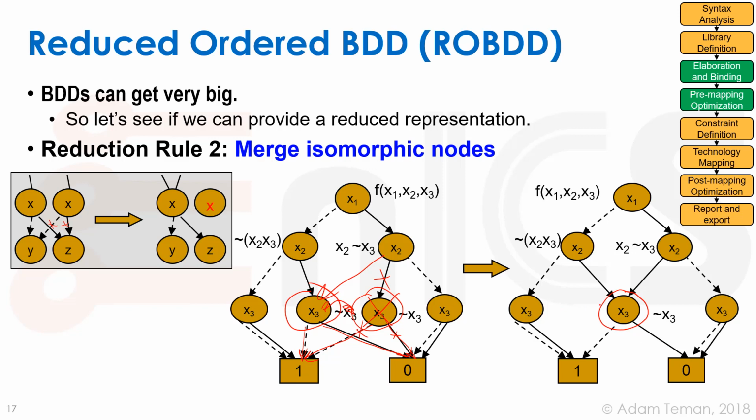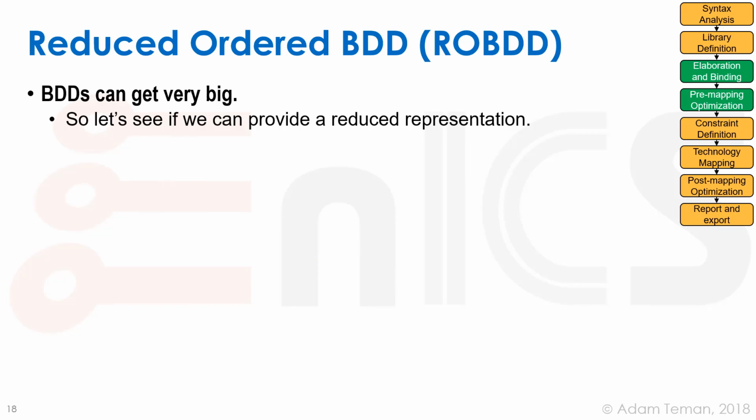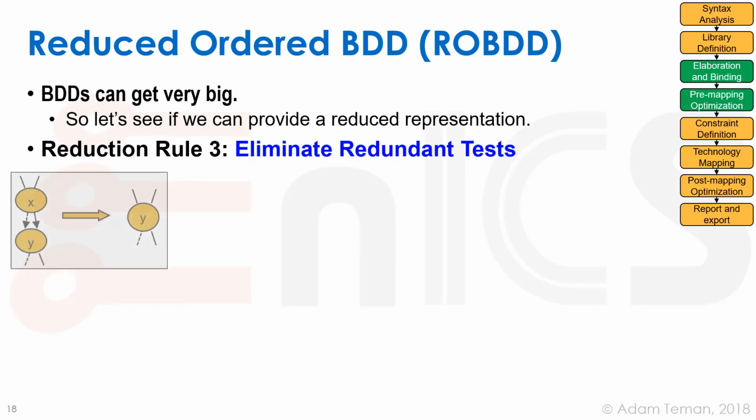And now we have fewer nodes. Instead of having 4 nodes on this level, we only have 3. So we were able to reduce the size of our BDD. Okay, so our last reduction rule is we're going to eliminate redundant tests. This is another trivial-looking thing, but again, it results in a large reduction of the size of the BDD, which makes it a useful tool.